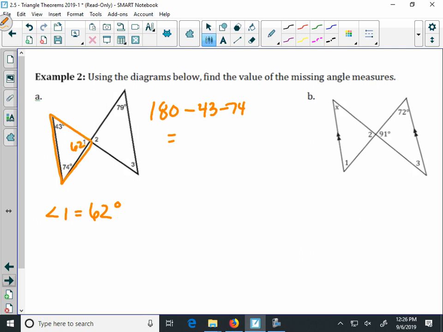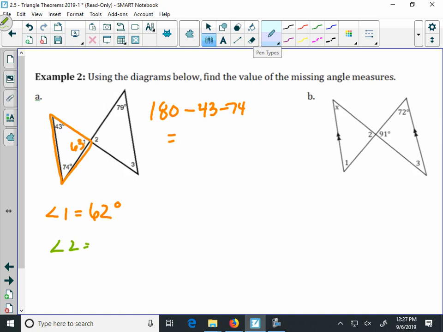What other angle can we find? Kel? I was going to say, I thought it was 60. Is it 63? Yeah. Okay. I heard 62. How can we find angle 2? What does angle 2 equal?